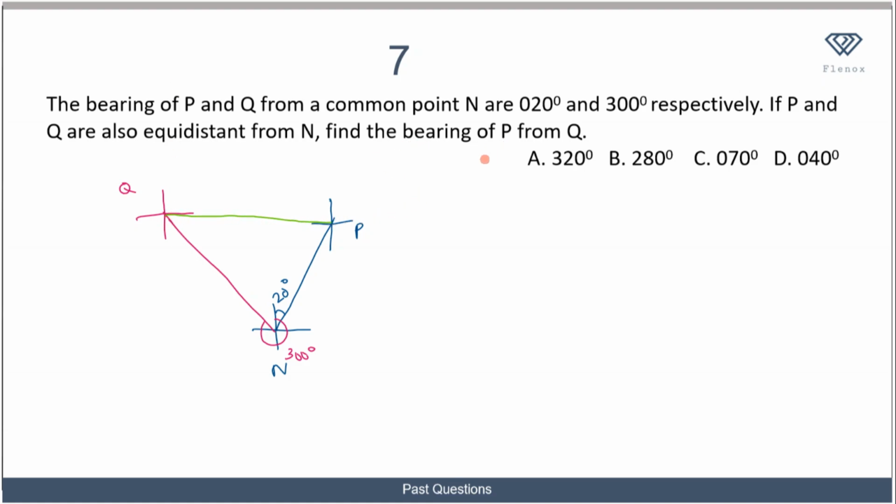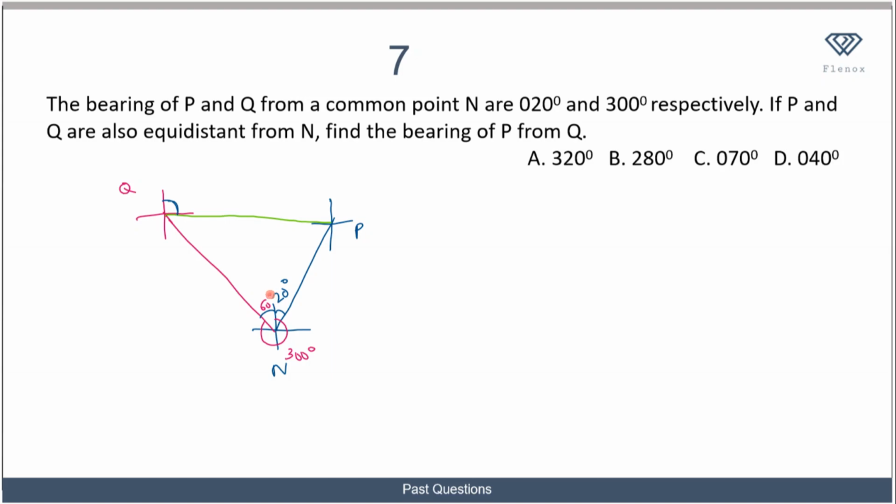Now I'm told to find the bearing of P from Q. What that means is that I should find this angle over here. So how would I go about that? Now I know that the angle from here to this point over here is 300 degrees. So this other tiny section over here, I know that the angle of that will be equal to what? 360 minus 300. So I know that this angle over here is 60 degrees.